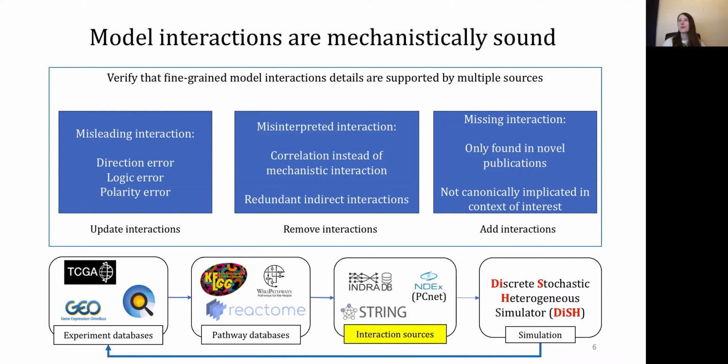Finally, in addition to updating or removing these interactions, using INDRA and PCNet, we are actually able to locate missing interactions that could be potentially very important for our model. There are a couple different reasons we could miss an interaction. This interaction could have only recently been published. It could be canonically implicated in a different context of interest, such as another cancer cell line. And so we're able to use interaction sources to refine our model logic, remove interactions when necessary, or add back missing information.